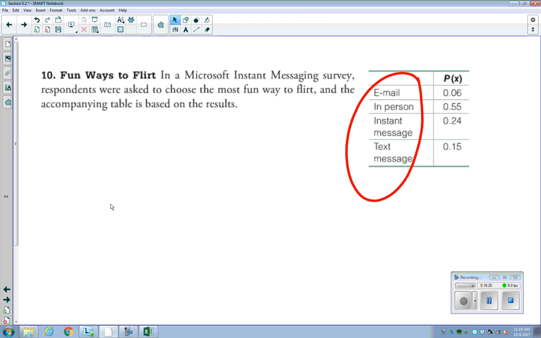So basically, in order to see if it is numerical, if it's discrete or continuous, look at that section. What am I measuring? Email is not numerical. In person is not numerical. Can I count the number of people? Yes. But the category in person itself is not numerical. Okay?